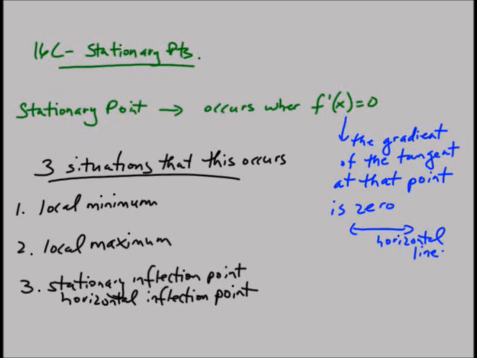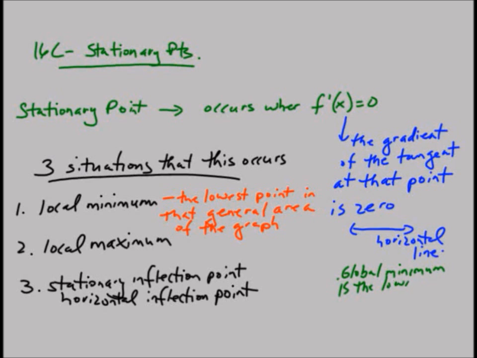If we have a local minimum, it means the lowest point in the general area of the graph, as opposed to a global minimum. So just down here, a global minimum is the lowest point anywhere on the graph. Again, a local minimum is just looking at a certain area of the graph.